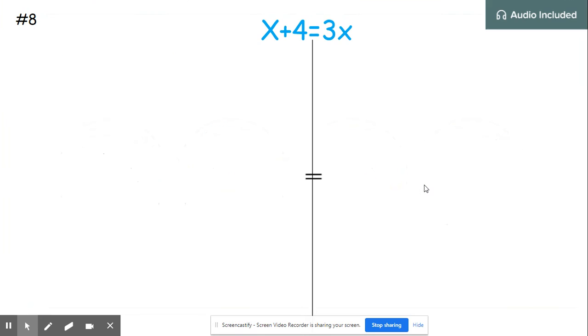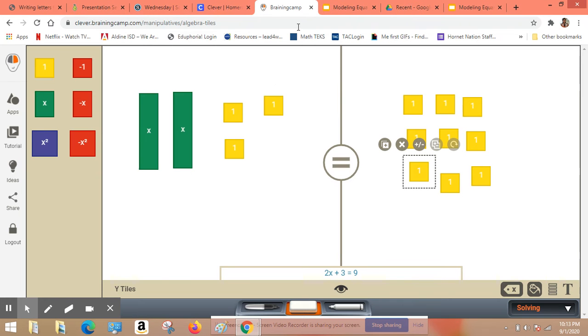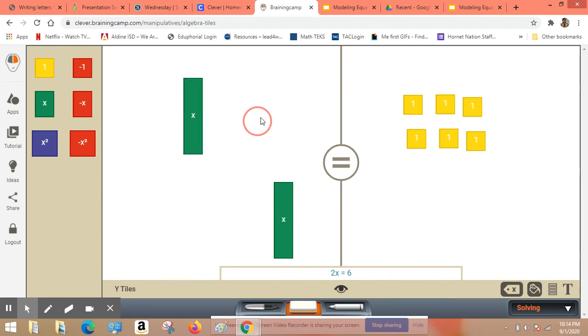Just let me know how you're feeling. Let me go back and show you on the braining cap. I'm going to do my zero pairs. So I can do it to this side, and then I have to do the same thing to the other. Now my goal is to divide it, so I'm going to split them.